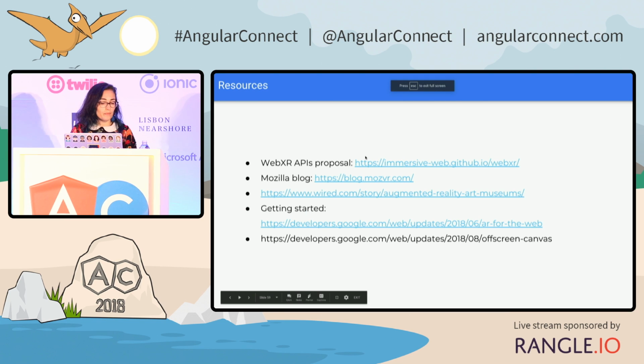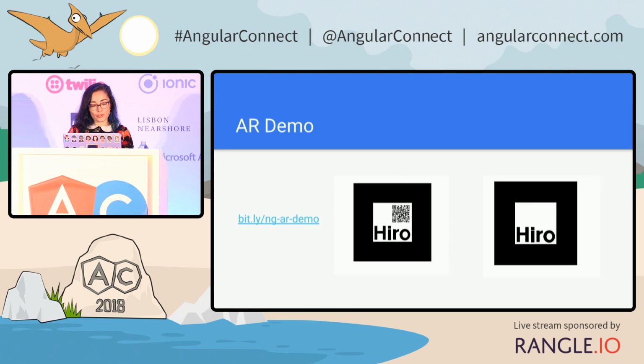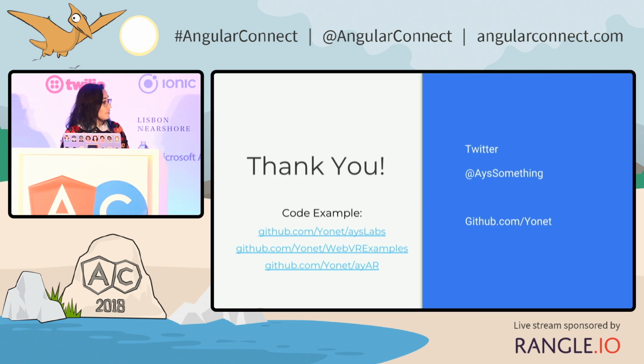So where to go from here? The WebXR API is being discussed at the moment, and you can be part of it. You can go to Immersive Web on GitHub and create an issue or comment on an issue. And if you're creating something and these APIs are being created for you, you should be part of the conversation. There are a few blogs and a few other resources here. And I have other demos if you want to check them out for AR and VR. And thank you so much.